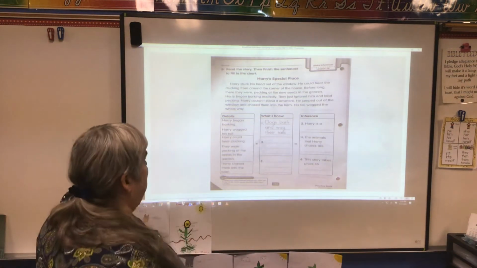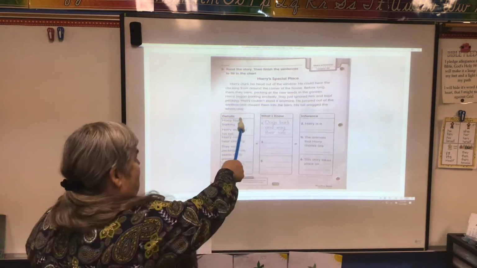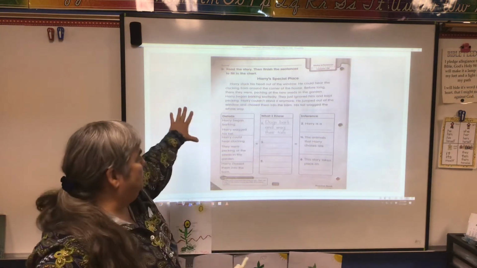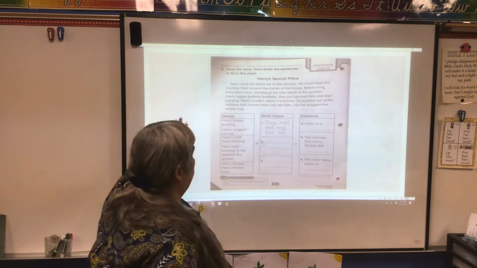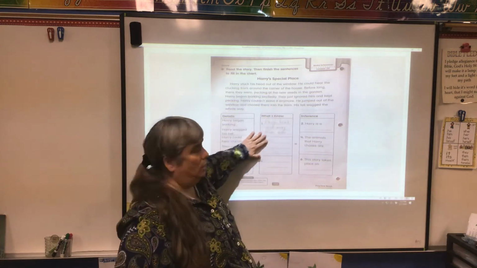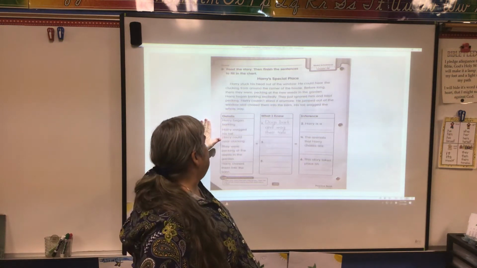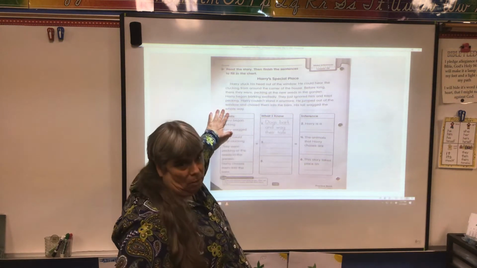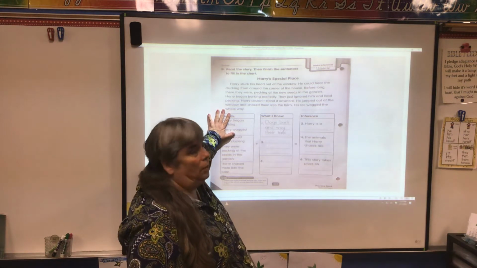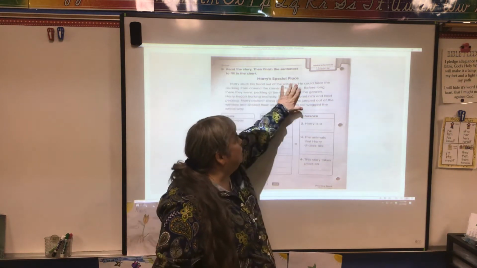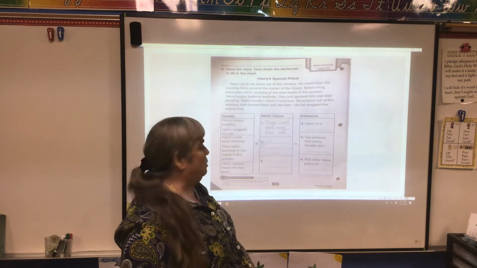In this story, it's a story about Harry and Harry's special place. We're not going to read the story for you. You're going to do it on your own. But this is what happens. Here are the details. Remember, we talked about the details of a story. You have to read this first to understand what's going on.